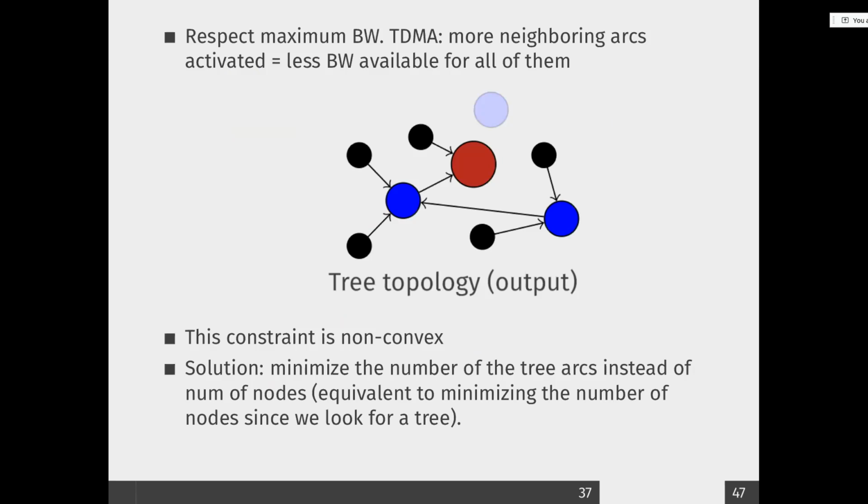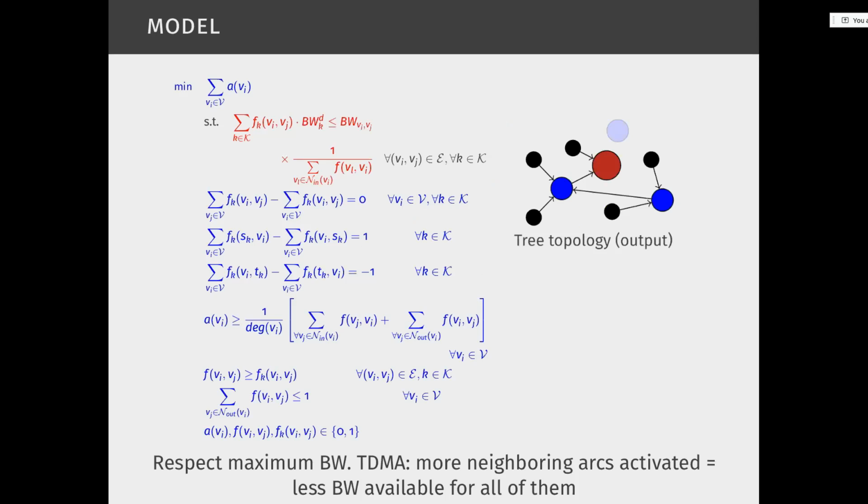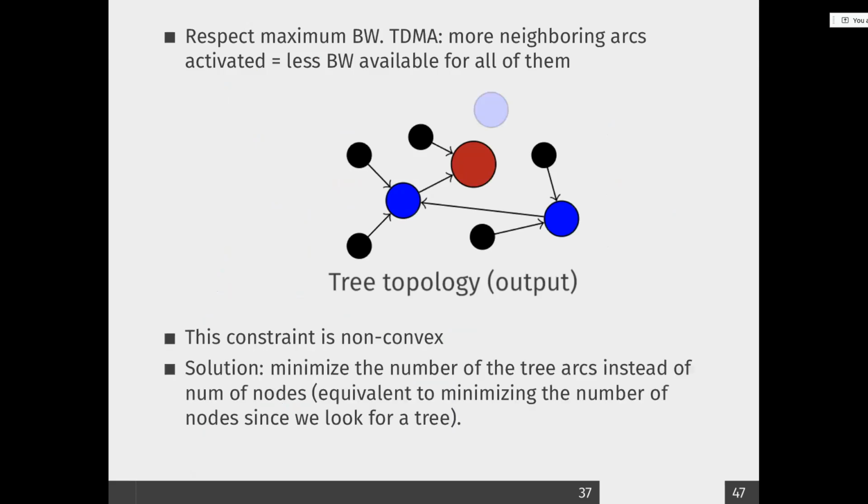So the solution, very intuitively, that I propose to deal with it is to, instead of minimizing the number of nodes of the tree, minimize the number of arcs, which is equivalent because a tree exactly has n-1 arcs if it has n nodes. And in doing that, then there's ways to formulate this in a discrete way. And I won't detail that too much. But basically, there's a way to linearize, which is one of the main contributions from a theoretical standpoint of the paper.